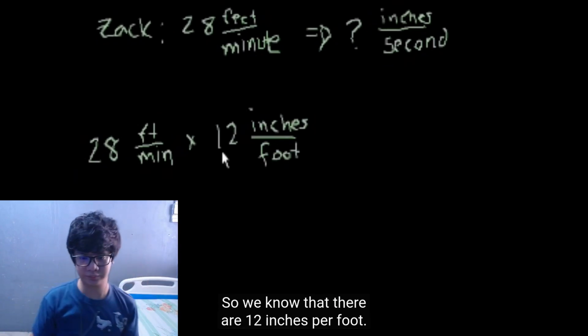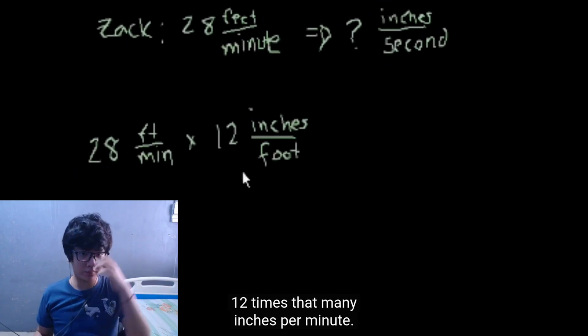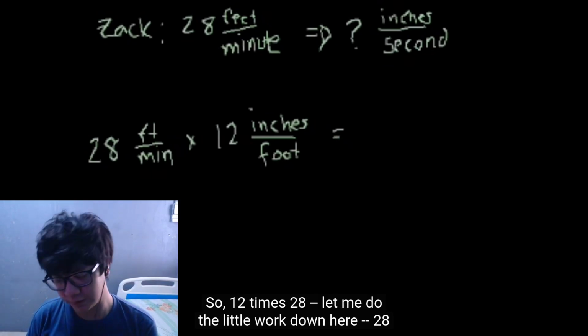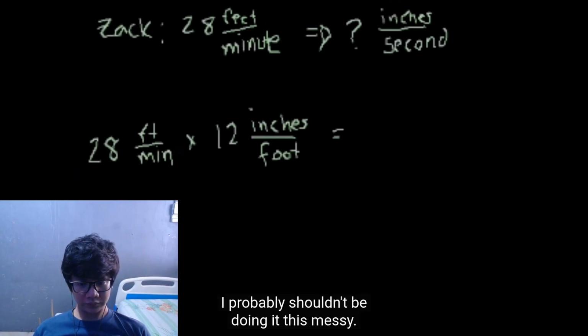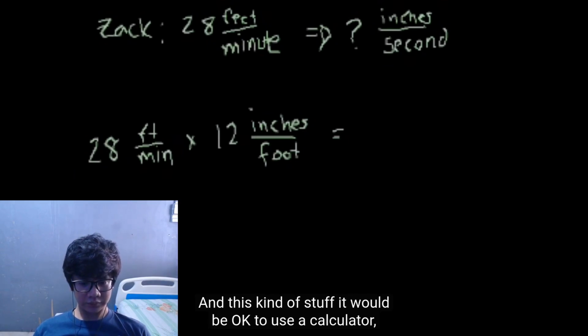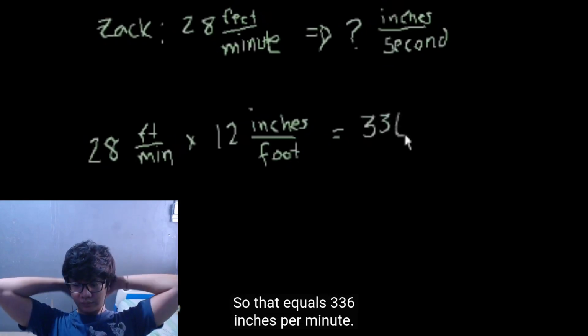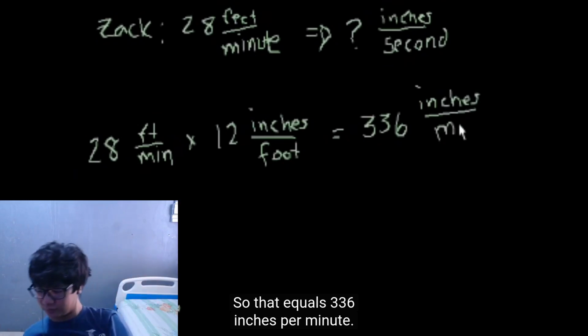So we know that there are 12 inches per foot. So if he's going 28 feet per minute, he's going to be going 12 times that many inches per minute. So 12 times 28. 8 times 2 is 16, 56, 280. It'd be okay to use a calculator, although it's always good to do the math yourself. It's good practice. So that's 336 inches per minute.